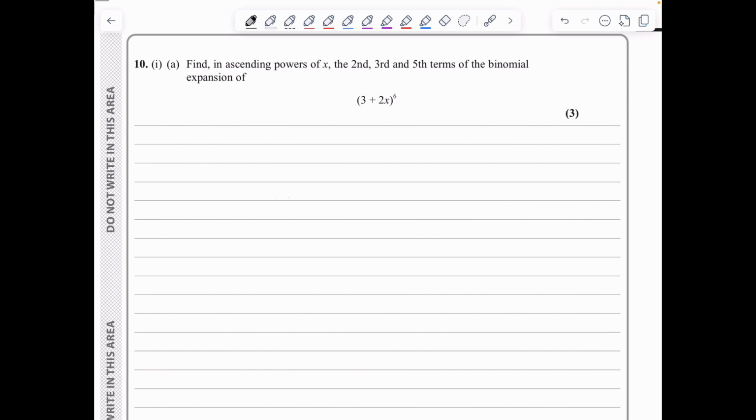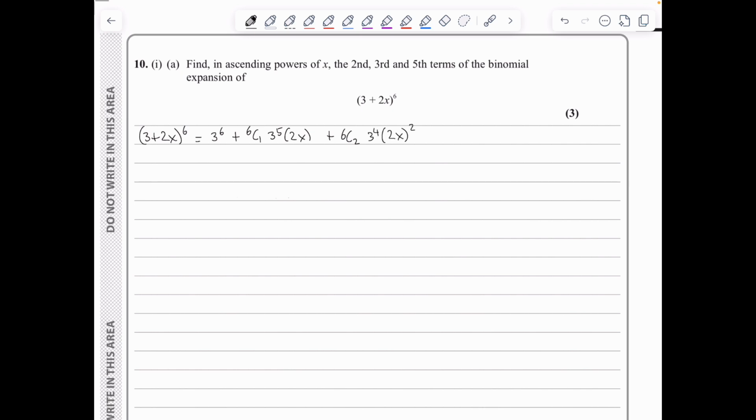So we're looking at (3 + 2x)^6. So we start with the full power loaded on 3, so it's 3 to the power of 6, plus 6 choose 1, 3 to the power of 5, times 2x, plus 6 choose 2, 3 to the power of 4, times (2x)^2.